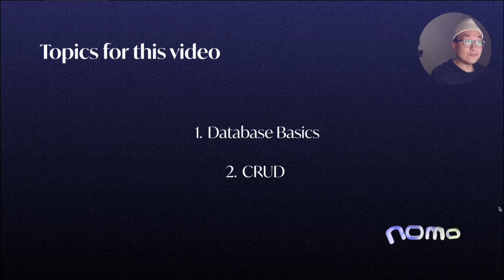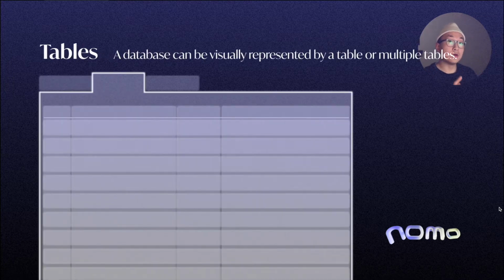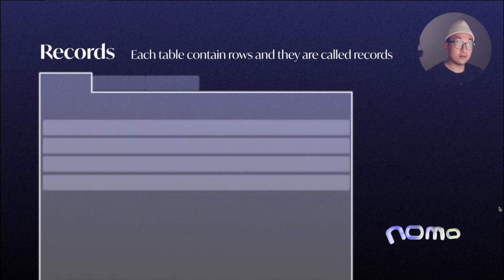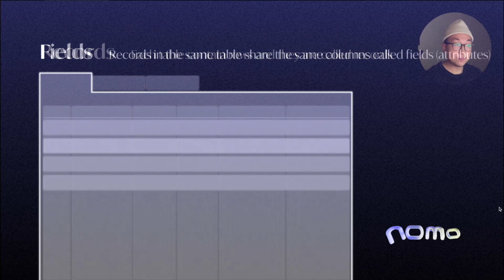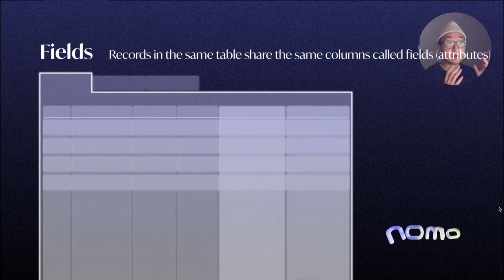So let's get started. For databases, three commonly used terms are records, fields, and tables. A database can be visually represented by a table or multiple tables. In each table, you have many rows, and they are called records. Records within the same table will share the same attributes, commonly known as fields, and the fields are the columns on the data table. So records are the rows, and fields are the columns.